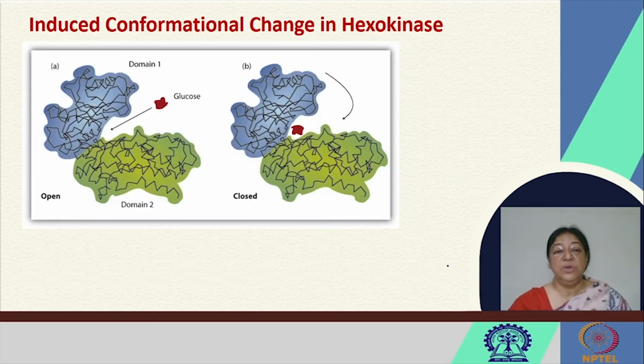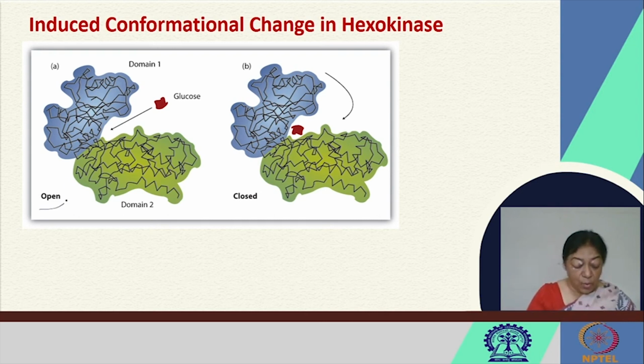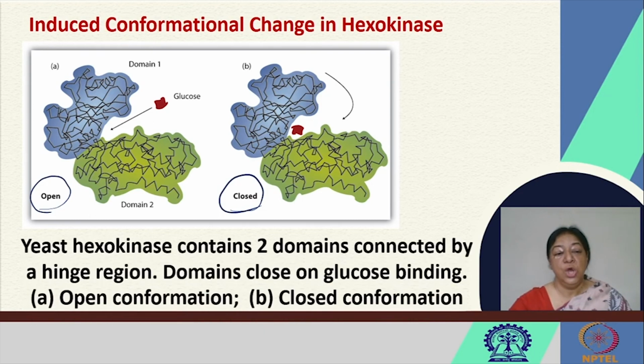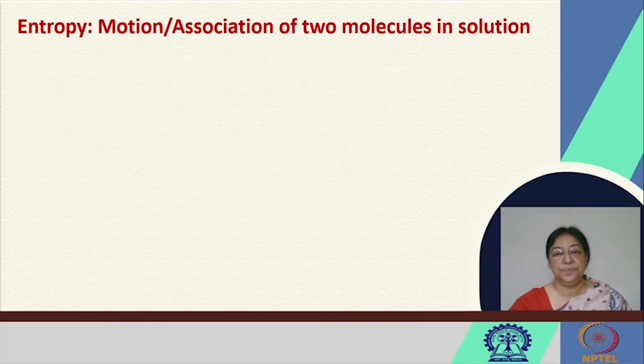So, for example, if we look at the example of hexokinase, where we have glucose bound to this protein, where we have what is called an open state and a closed state, there is an equilibrium between these two states in the binding of the substrate, which in this case is glucose. So we have two domains that are connected by a hinge region that allow a closure on glucose binding, giving us a closed conformation from the open conformation.